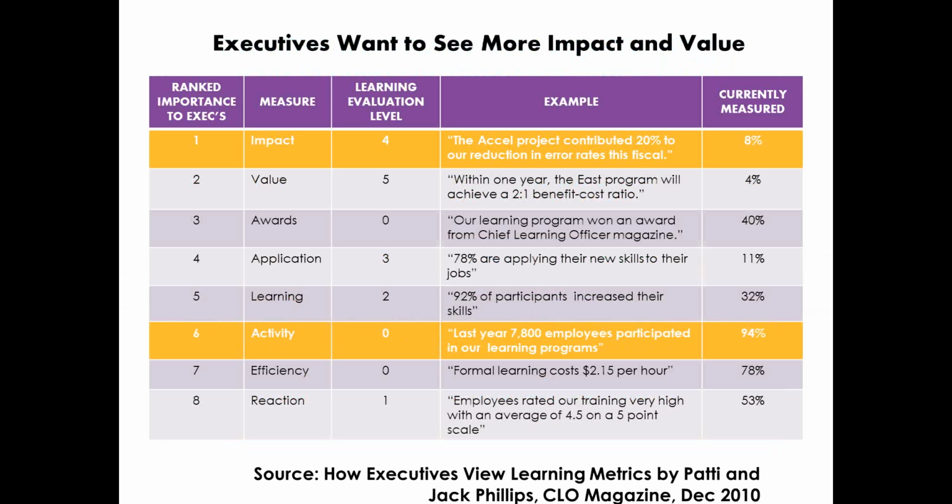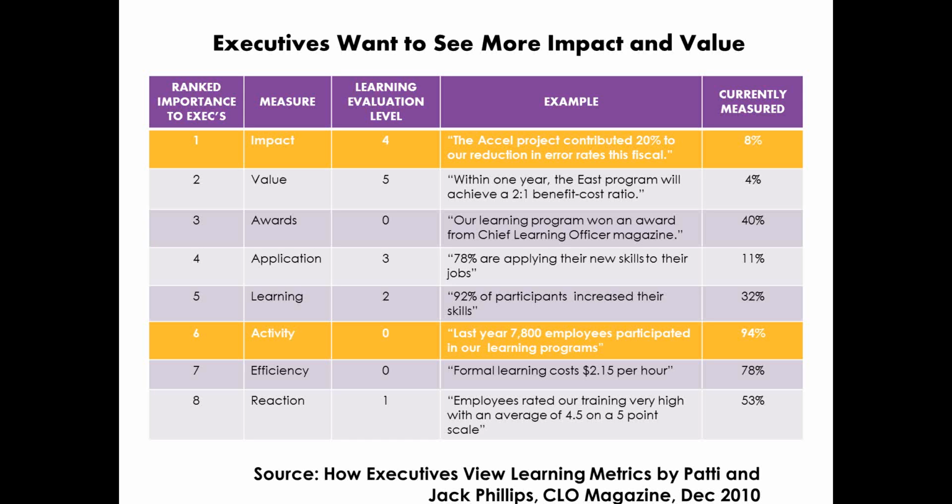Okay, so this is a chart that we borrowed from an article that appeared in CLO magazine back in December of 2010. It was written by Patty and Jack Phillips. Mr. Phillips' name may be familiar to those of you who are familiar with the Kirkpatrick Phillips methodology for measuring the impact of training. It's titled How Executives View Learning Metrics. And this is really a telling bit of information. I haven't seen any research that tells me that much in this space has changed.